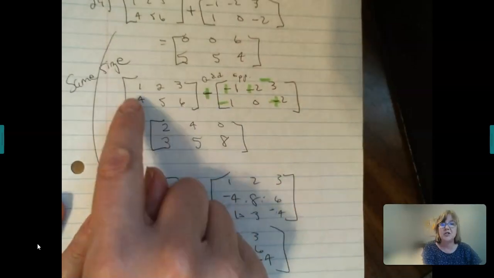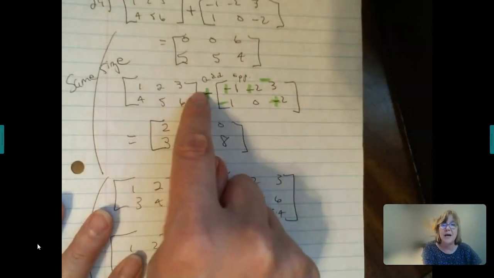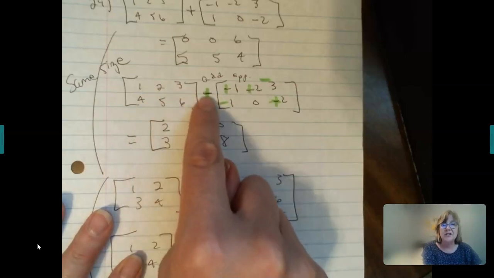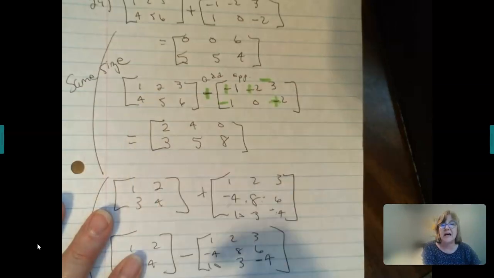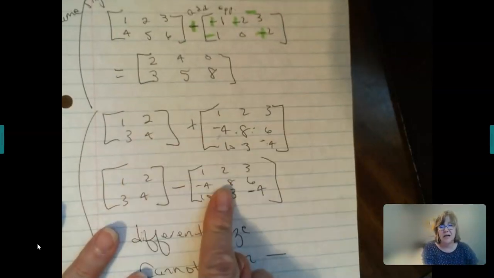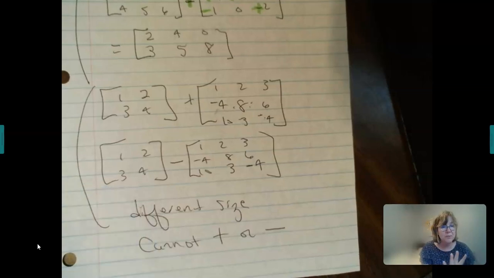Subtracting, you got to subtract each piece. So like you'd have to do 1 minus a -1, 2 minus a -2, and so forth. I just like to add the opposite and then just add like money, debt, money, debt. If they're different sizes, you cannot add or subtract. Does not work. Multiplying, it might.